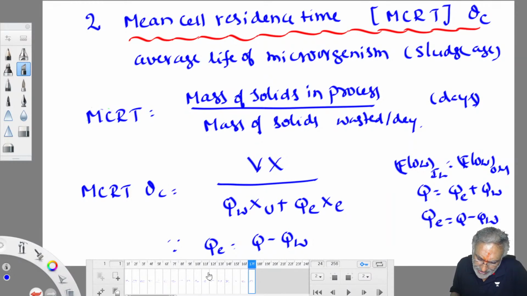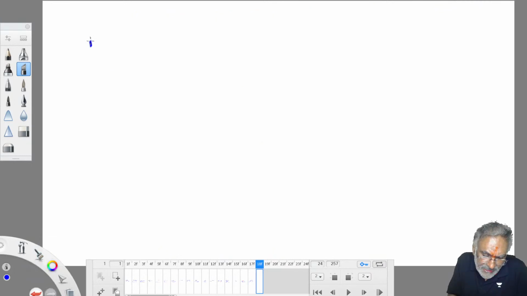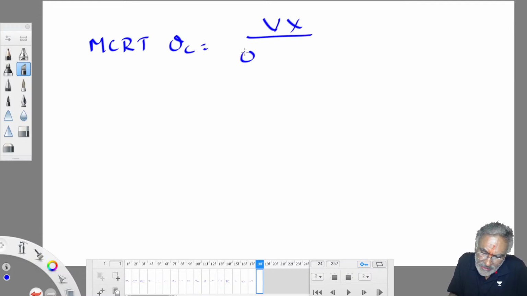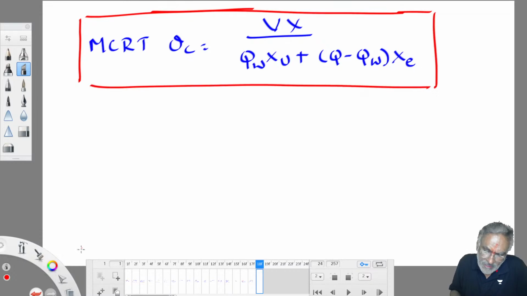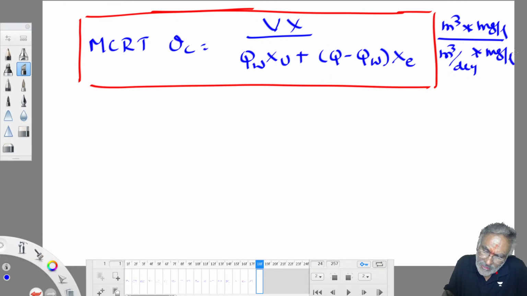So if you write in terms of that, mean cell residence time theta c is equal to V into X by Q minus QW into XE. This is a very popular form of writing it. V is substituted in meter cube, X in milligram per liter, QW and XE in meter cube per day into milligram per liter. Meter cube gets cancelled, milligram gets cancelled, and you get the answer in days.